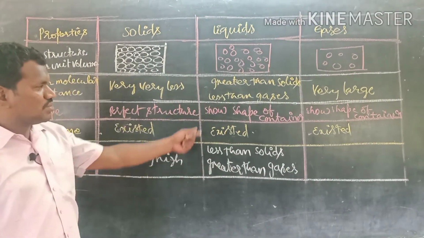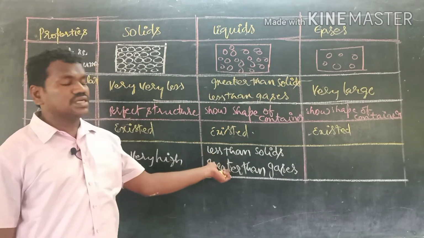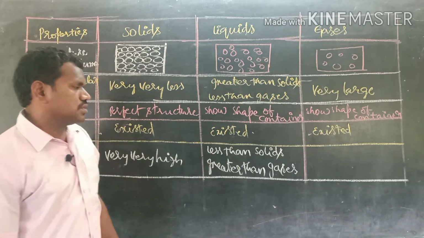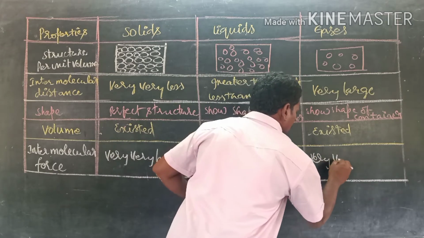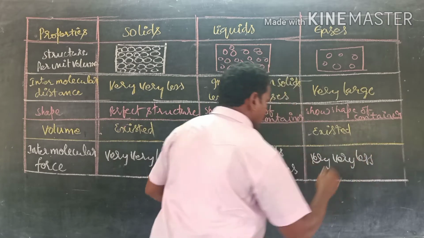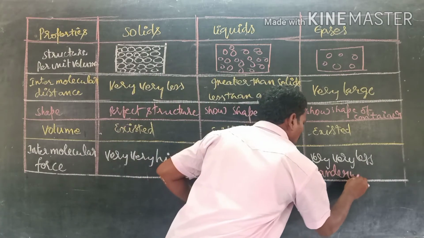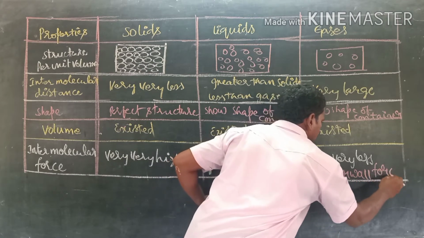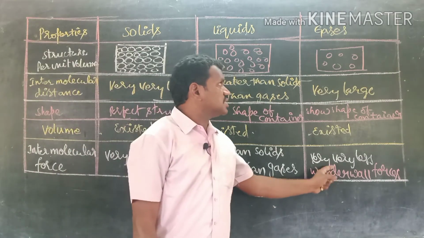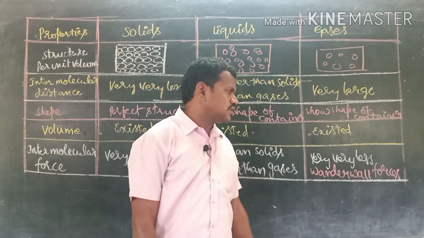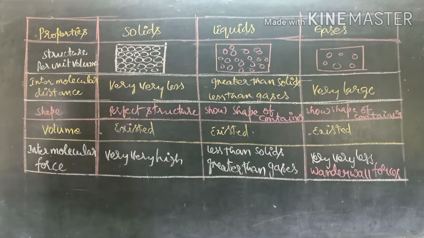Why is it like that? Because the distance among the particles is moderate, so automatically the intermolecular force is also less. Now come to the gases. Intermolecular forces are very, very less. These forces are especially called van der Waals forces, the weakest forces present in nature, that is among the gases. Let us discuss some of the properties.